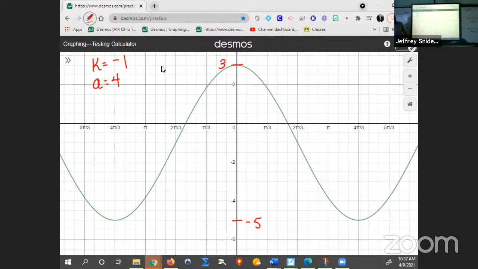The A value, I could make it +4 or -4, and the amplitude is still 4. Okay? So, before we try to find out where this is going to start at, let's find the period of this thing. Let's find the period.